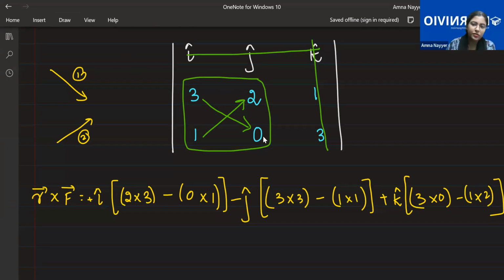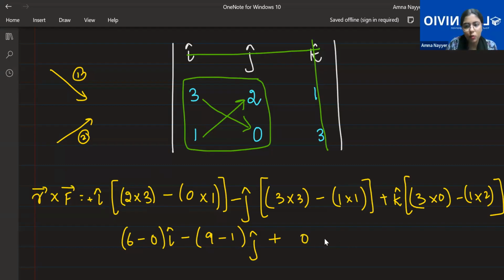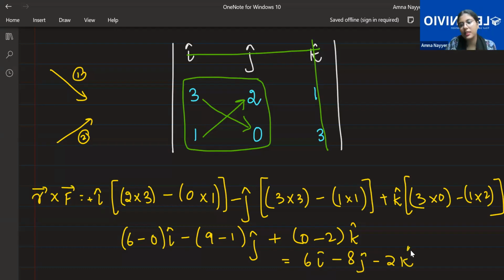Now you are just writing the coefficients. 2 into 3 is 6. Minus 0 into 1 is 0. So 6 minus 0 I cap. 3 into 3 is 9. Minus 1 into 1 is 1. Minus 1. Here minus j cap, same thing. Then here plus 3 into 0 is 0, 2 into 1 is 2. So minus 2 k cap. What's the final answer? 6 I cap. 9 minus 1 is 8, but you have minus. So minus 8 j cap minus 2 k cap.